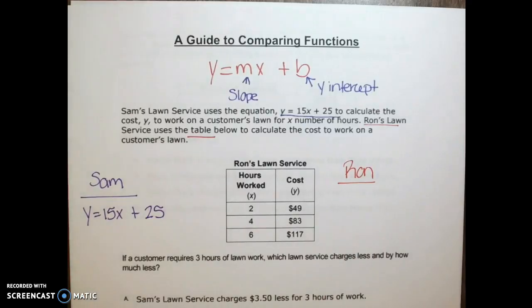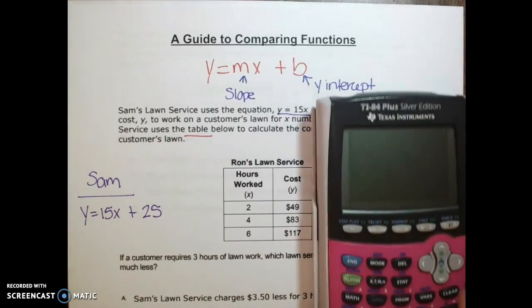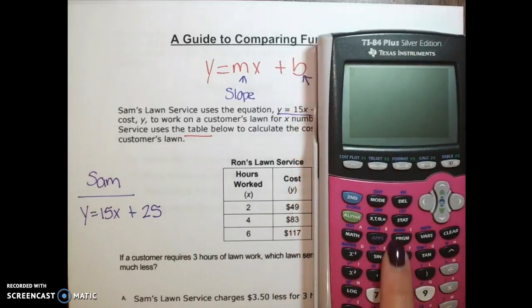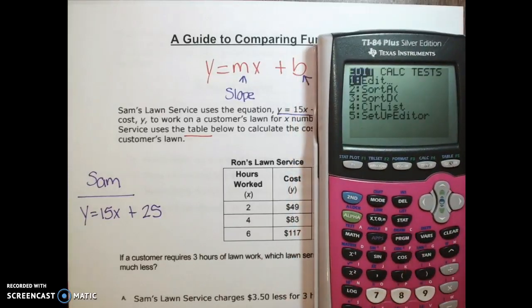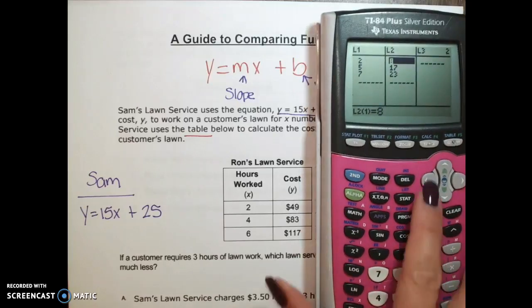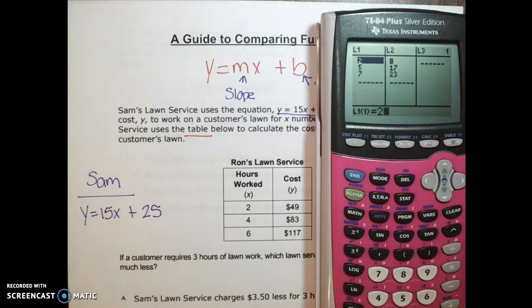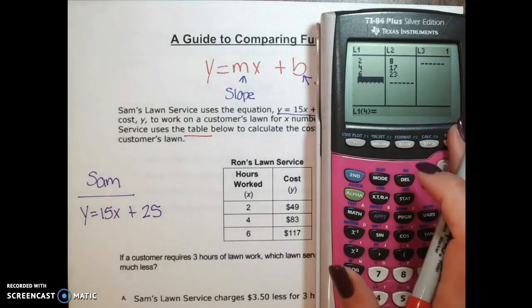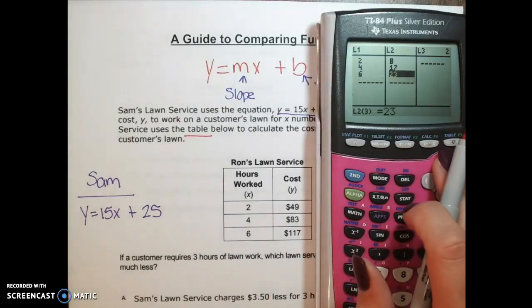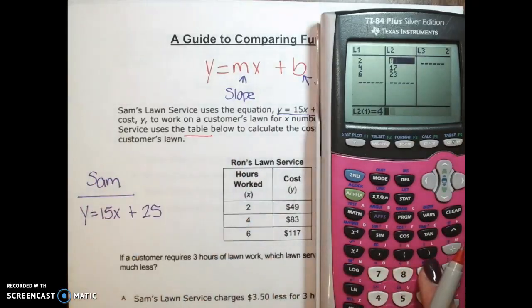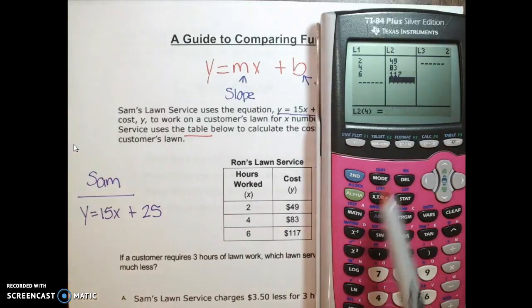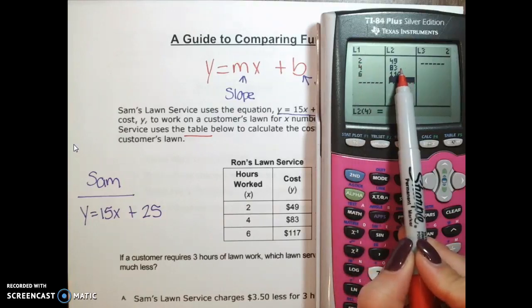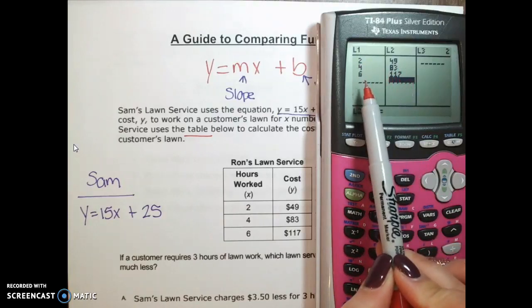Most of these questions are calculator active, so take out your handy dandy calculator, press the stat button, S-T-A-T, and then enter for edit. Here's where we're going to enter the table, so I need the numbers 2, enter, 4, enter, and 6, enter. It replaces the numbers that are already there, or you can always clear your calculator. The other numbers I need are 49, enter, 83, enter, and 117, enter. Make sure your data points line up, so you have 2, 49, 4, 83, and 6, 117.